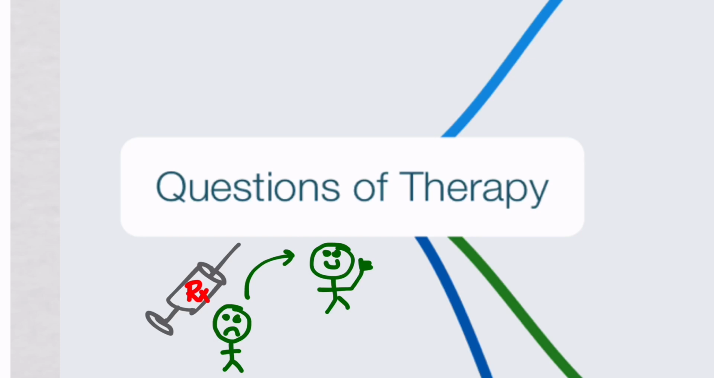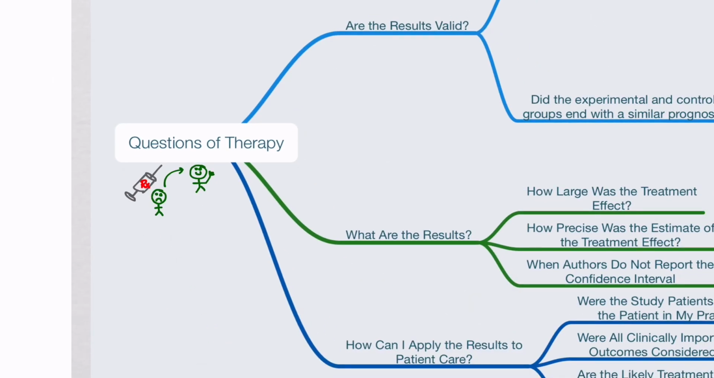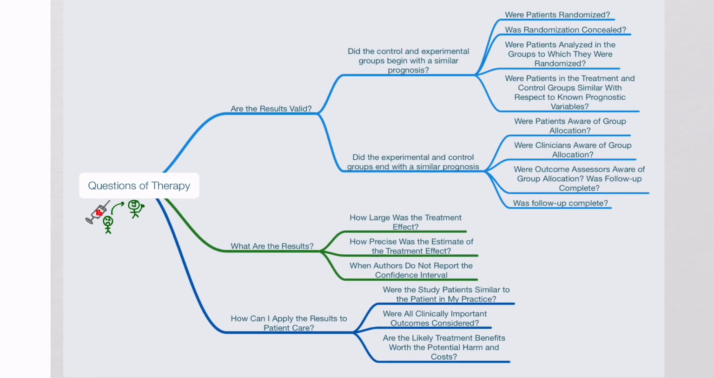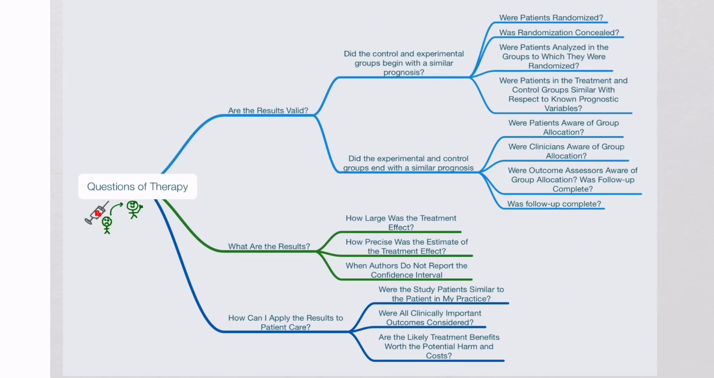And again, we're going to be using the Sackett and Guyatt rubrics for looking at articles. And those, remember, you ask three questions. You ask, are the results valid? What are the results? And how can I apply these results to patient care? And in order to answer those questions, you need to answer a whole bunch of other sub-questions that we've got listed here. We're going to go over all of these real quick.